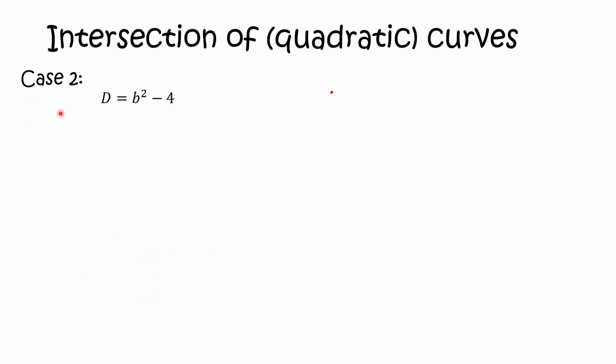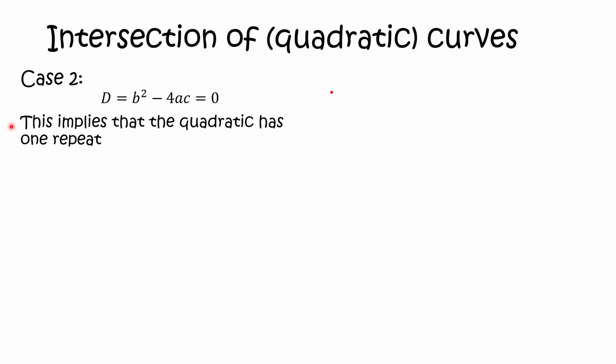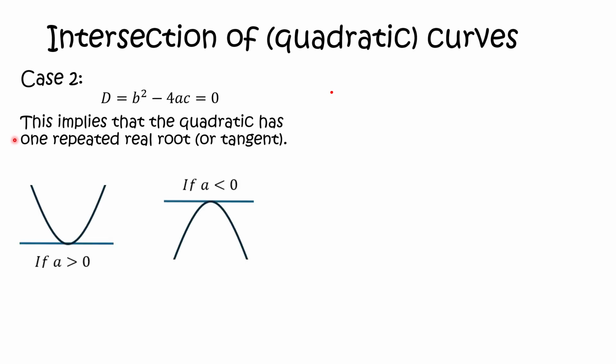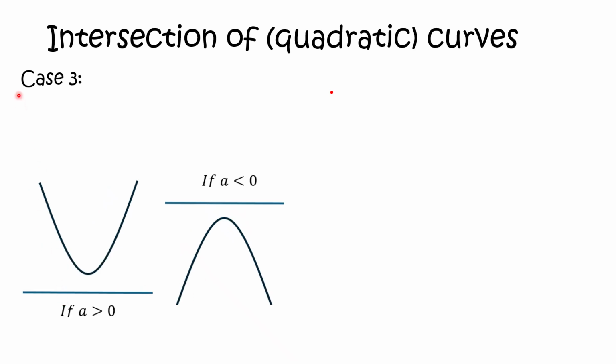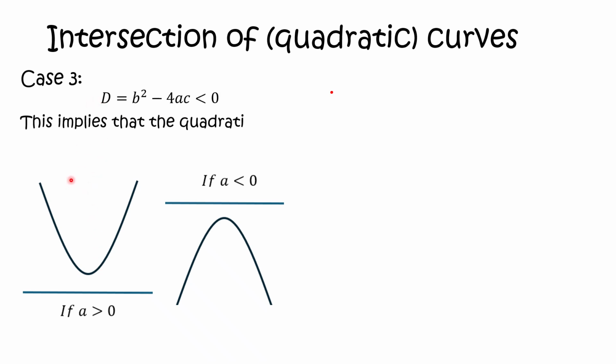Case 2. Where the discriminant is equal to 0, it implies that we only have 1 point of intersection or a tangent. As we can see here, we've got tangents for both the maximum and the minimum vertex. Case 3. We have a case where the discriminant is less than 0, and with that it means that the curve, the quadratic, makes no intersection with the line or any other curve.